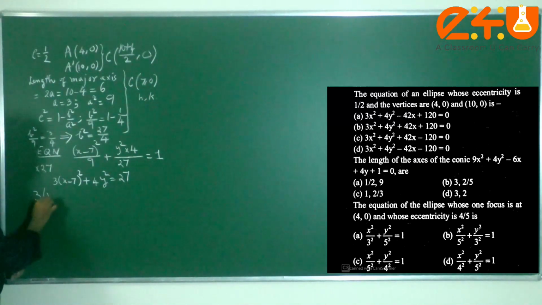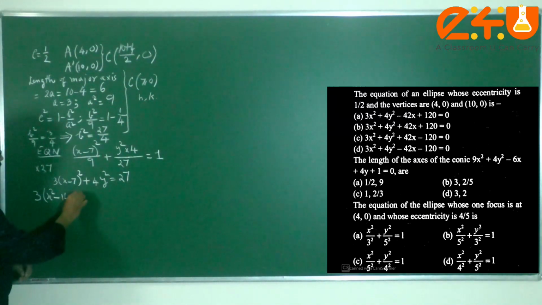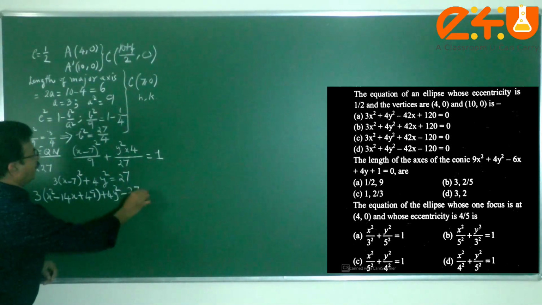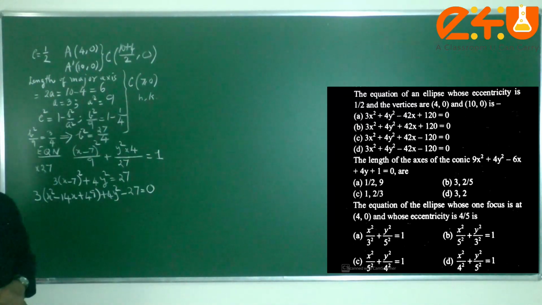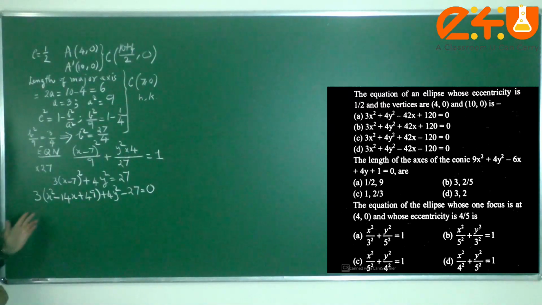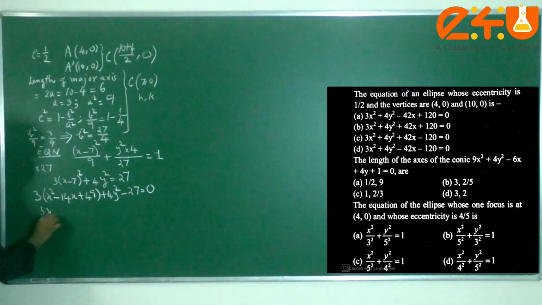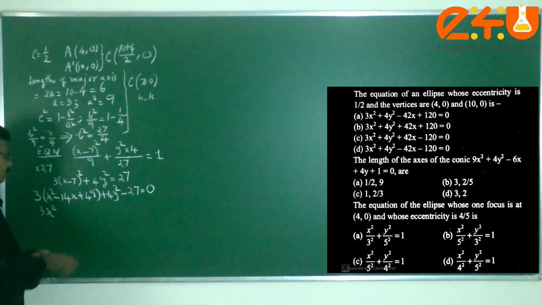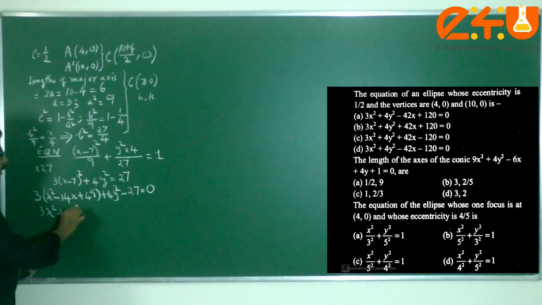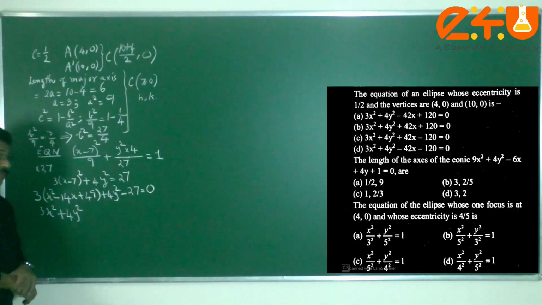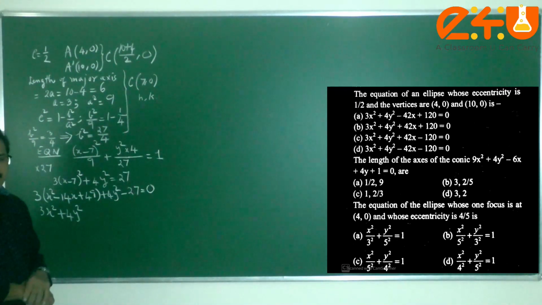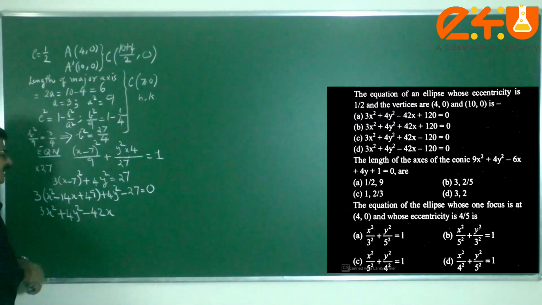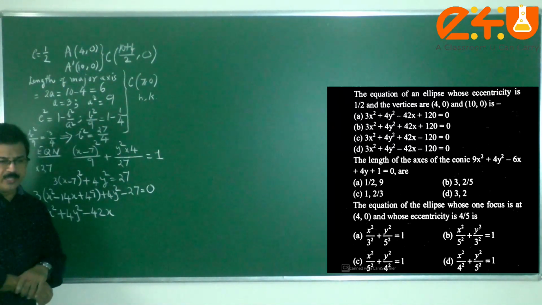So I get 3 times (x square minus 14x plus 49) plus 4y square equals 27. By bringing it to LHS, I get this expression. Let us go ahead and simplify. 3x square, you can check with the options available. 3x square plus 4y square is available in all the options. So what else is the deciding factor? Is it the x term? Minus 42x.